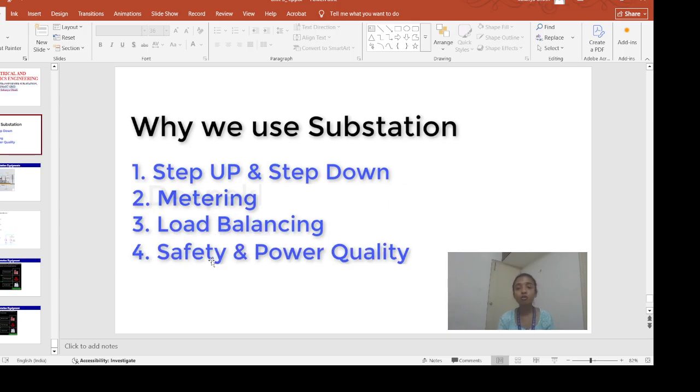Also, if the transmission line is very long, say 200 kilometers, sometimes the power factor in the transmission line may get reduced, because these transmission and distribution lines are overloaded with inductive loads. Due to that, the power factor in the transmission lines always gets reduced, but we need to improve the power factor.